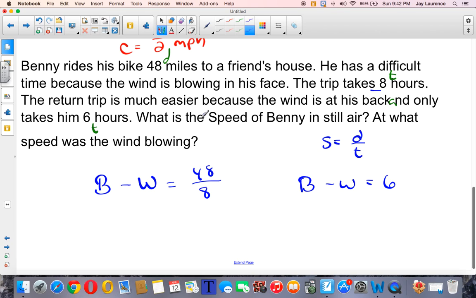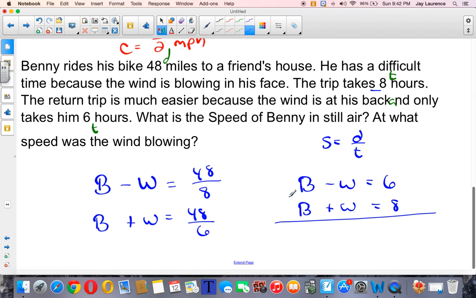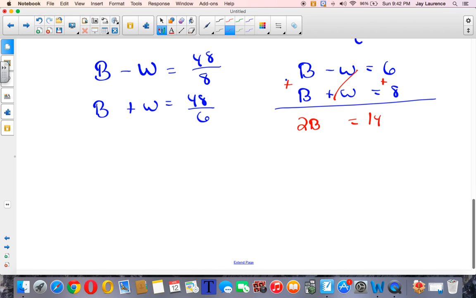Right? Okay, now, then he does the return trip, but the wind is at his back, so now the wind's helping him. The distance is the same, but since the wind is helping him, it only takes 6 hours. So I'm going to get B plus W equals 8. And again, this is a great problem for elimination. I'm going to add the two equations together. Get 2B, the W's will cancel, and I'll get 14. And divide by 2, B is going to equal 7.